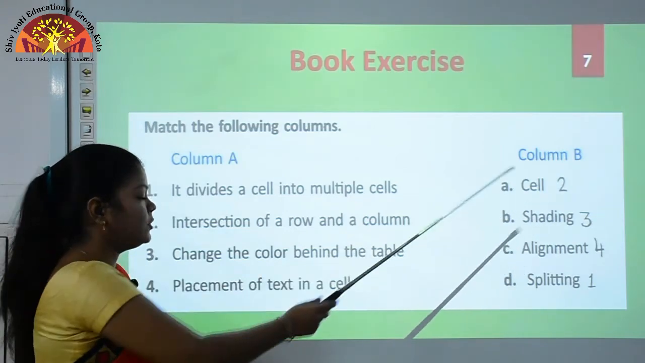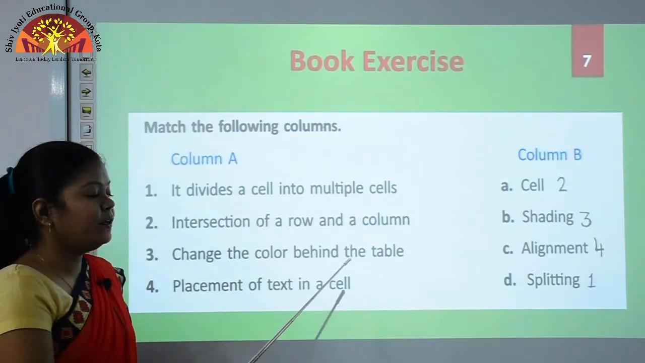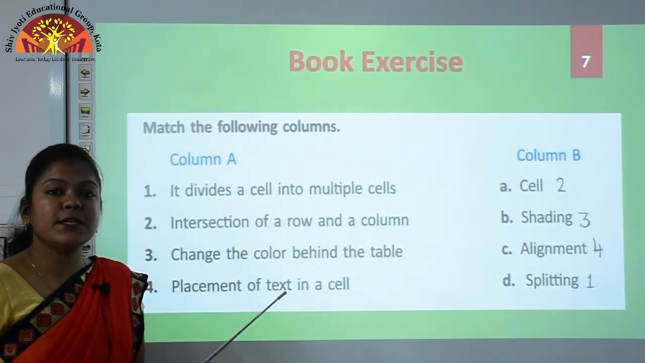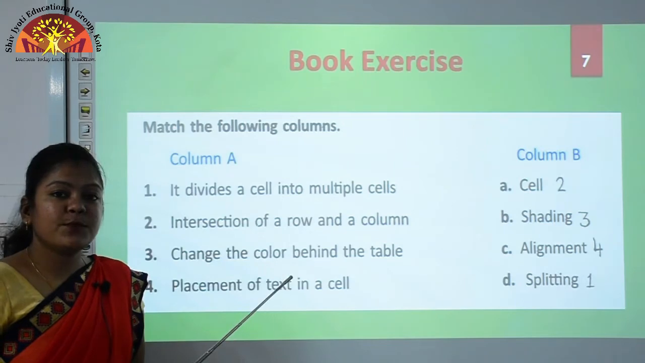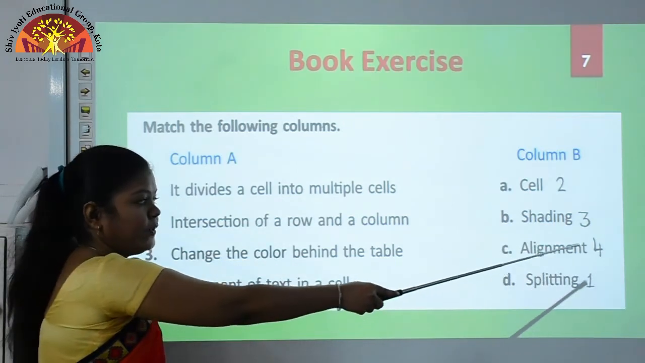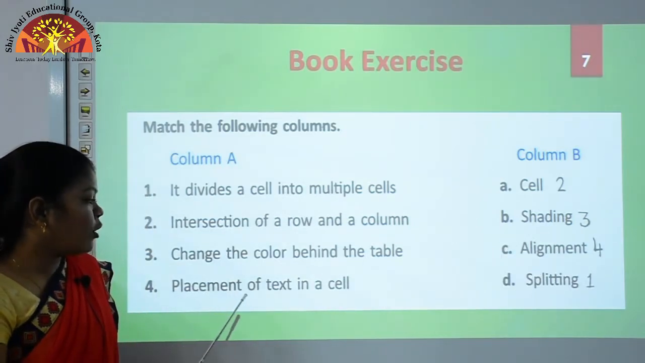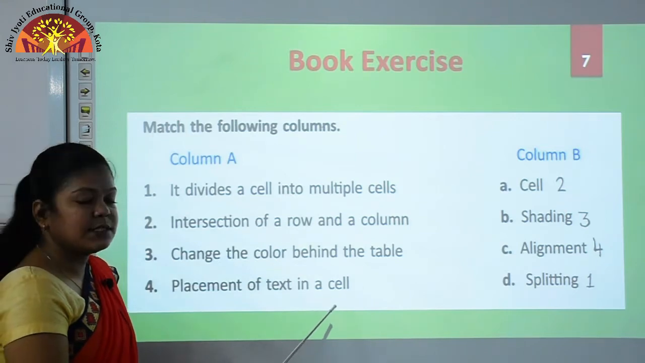Write here two. Next matchup, change the color behind the table. Students, when we change the color behind the table, this process is known as shading. Okay, so this is your correct option. Write here three. Next matchup we have, placement of text in a cell.